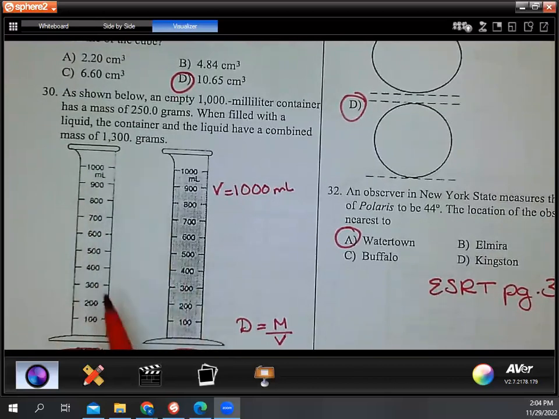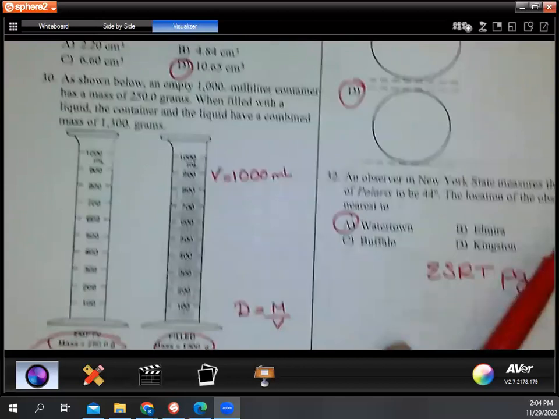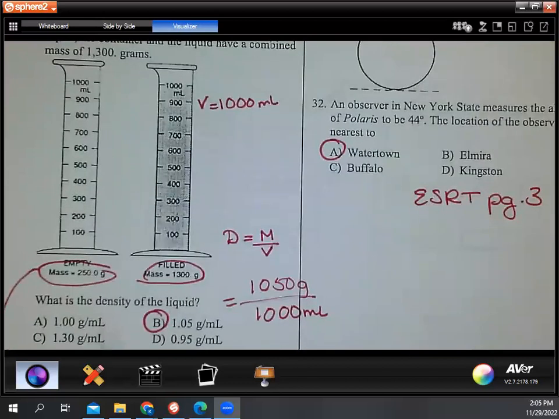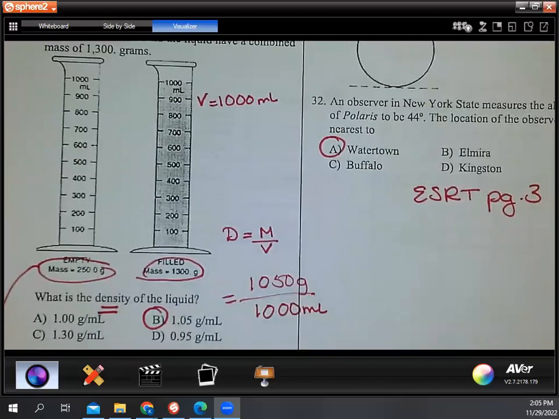As shown below, an empty 1,000 milliliter container has a mass of 250 grams, and they tell me that right down here. When it's filled with liquid, the container has a combined mass of 1,300 grams. They want to know what is the density of the liquid. So first I need to know my density formula is mass over volume. I need to know the mass of just the fluid. So I take the mass of the graduated cylinder and the fluid, and I subtract the mass of the empty graduated cylinder. I get 1,050. I divide that by the volume, which is 1,000, and I get 1.05 grams per milliliter.